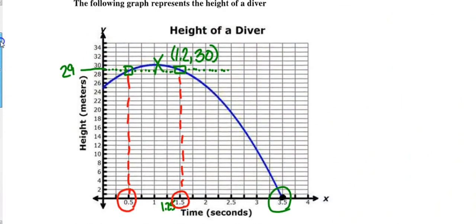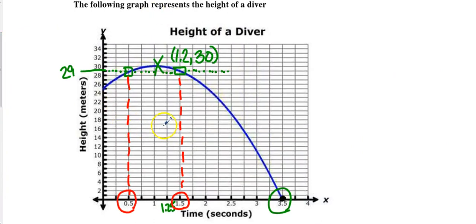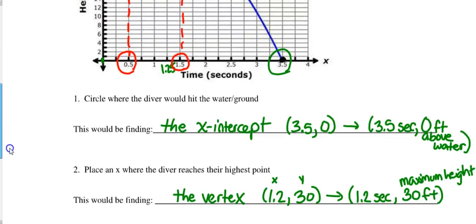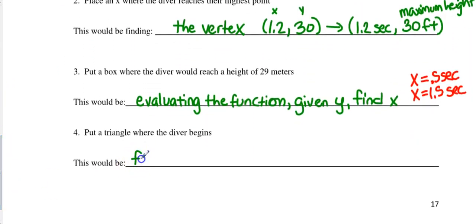Last but not least, put a triangle where the diver begins. The triangle is going to go right here. That's where the diver begins. We know that's where it begins because if I look, what time is this? X-axis is seconds, so this would be at 0 seconds, meaning no time has gone by. That's how we know this is where he is starting. So on the graph, look at this graph as a whole, what ordered pair would that be? Well, if it's on the y-axis, that would be the y-intercept. So this would be finding the y-intercept.